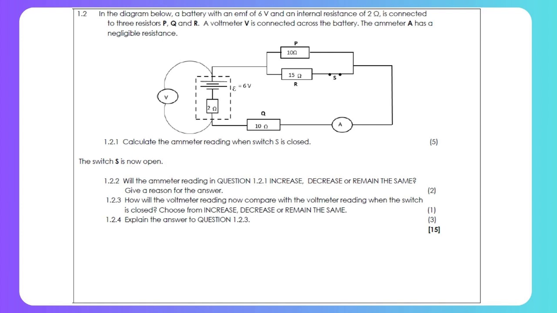The switch S is now open. 1.2.2 Will the ammeter reading in question 1.2.1 increase, decrease, or remain the same? Give a reason for the answer. 1.2.3 How will the voltmeter reading now compare with the voltmeter reading when the switch is closed? Choose from increase, decrease, or remain the same. 1.2.4 Explain the answer to question 1.2.3.